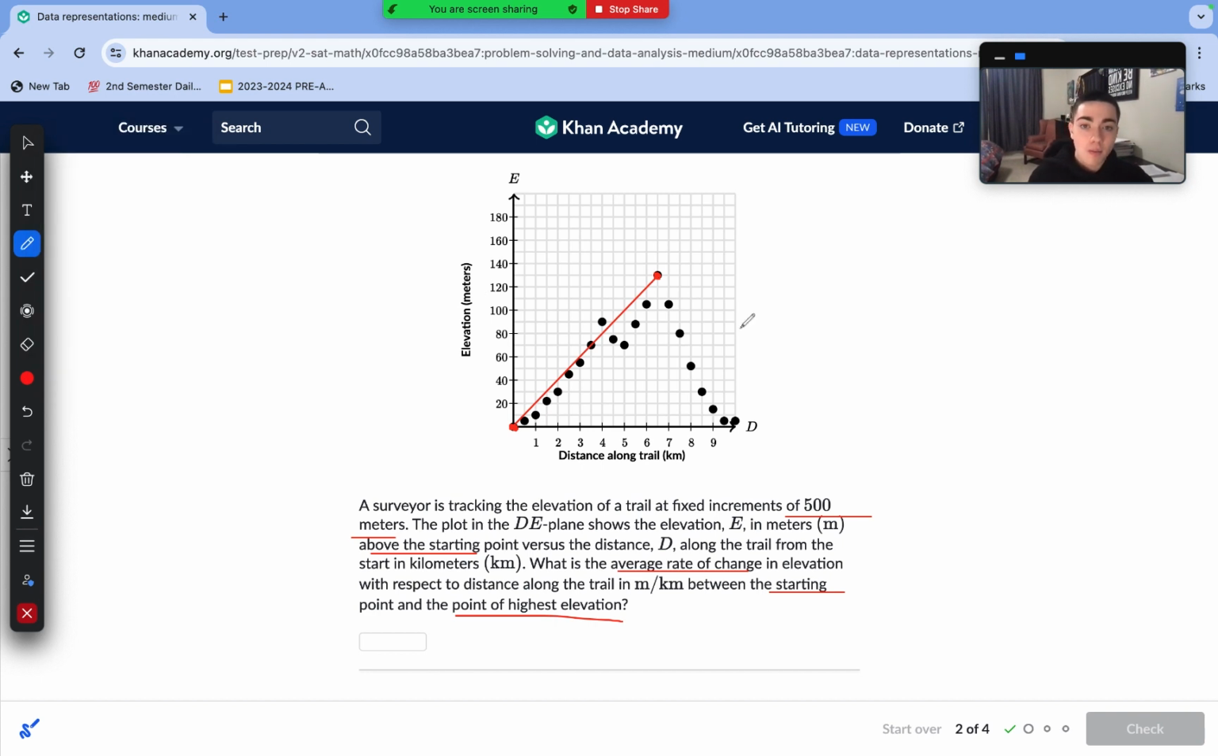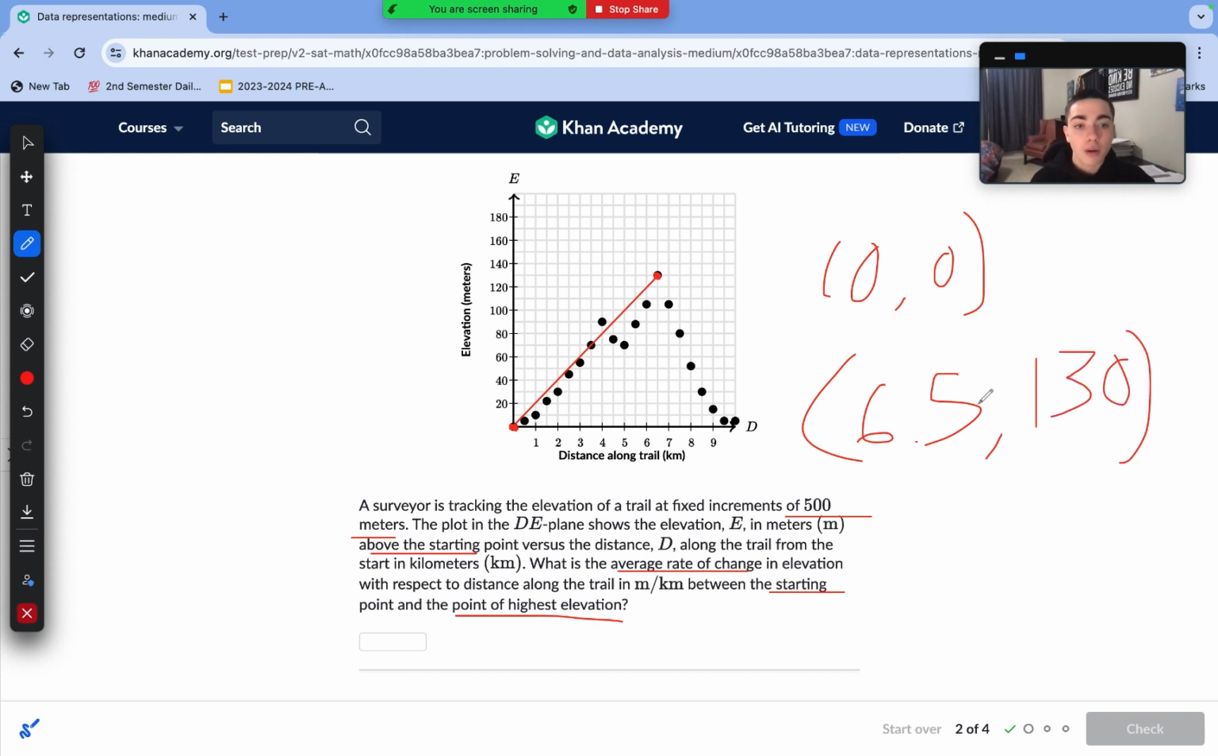We know that average rate of change, or slope, is y2 minus y1 over x2 minus x1. So we can go ahead and write out the coordinate pairs for each of these. We have the origin as 0, 0, that is our starting point. And then we have our highest elevation, which is 6.5, 130. Always be paying attention to the scaling on both axes.